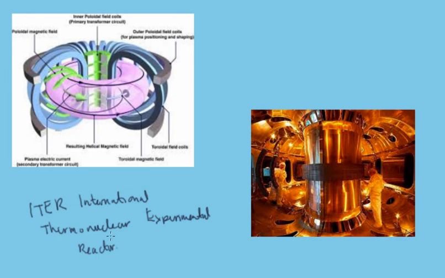Now, to reach commercial viability, the power output needs to be 500 megawatts. But to achieve this, the power required to ignite and sustain the plasma is 50 megawatts, which is massive. So these are the constraints.